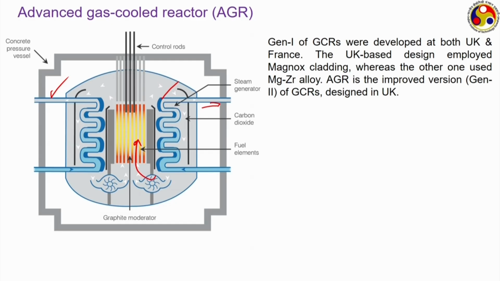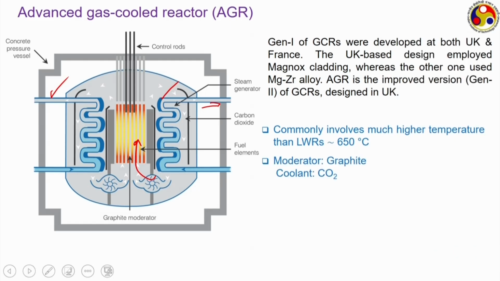Commonly such gas cooled reactors involve much higher temperature, which can be as high as 650 degrees Celsius. As they remain in a gaseous state, there is no restriction related to the saturation temperature, and hence we can go up to a very high temperature level. Then here, as already mentioned, graphite is the moderator and CO2 is the coolant.